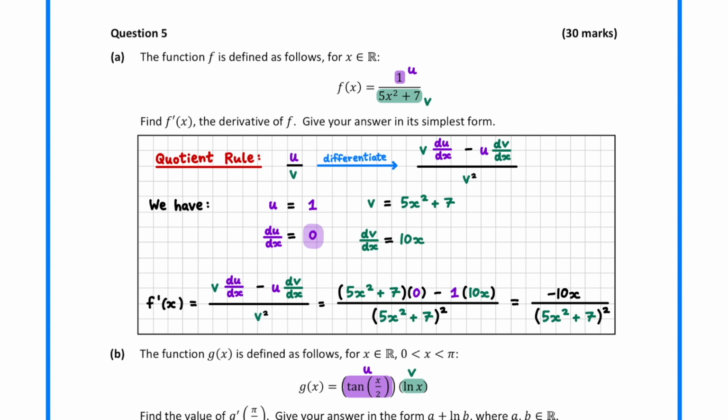Differentiating u tells us that du/dx is 0, and differentiating v tells us that dv/dx is 10x. We sub these values into the quotient rule statement, and then simplify to get our final answer.